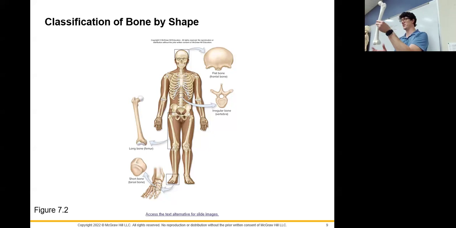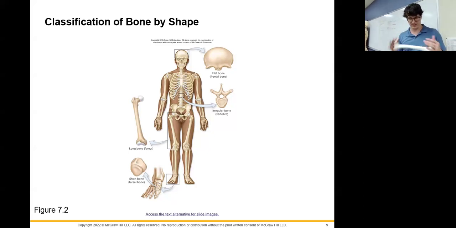Now, long bones are long. They are longer than they are wide, thus long bones. That's fairly straightforward. And we're going to look at the makeup of the bone in these in just a second. And then we've got short bones.